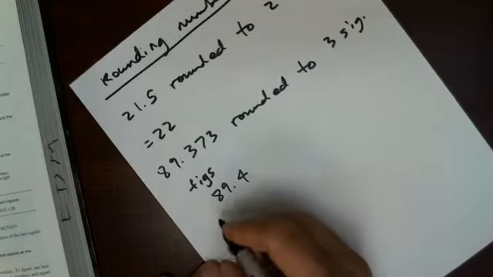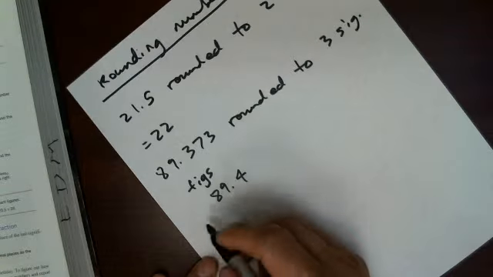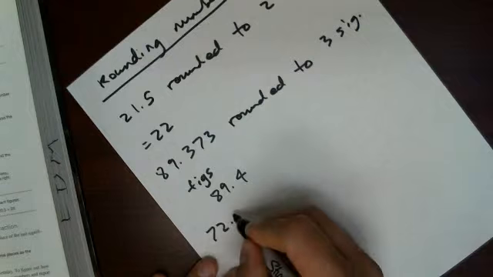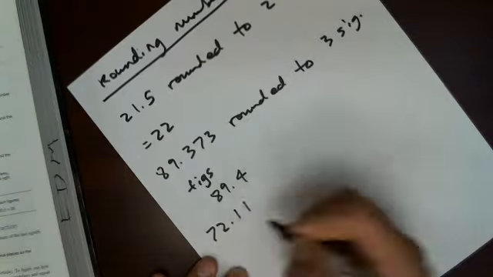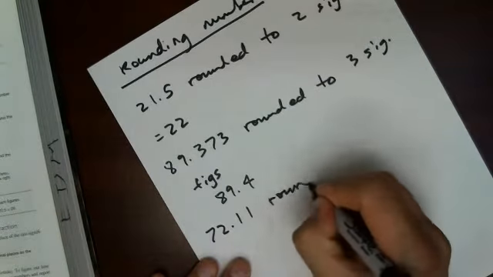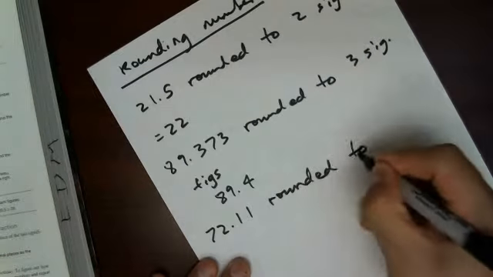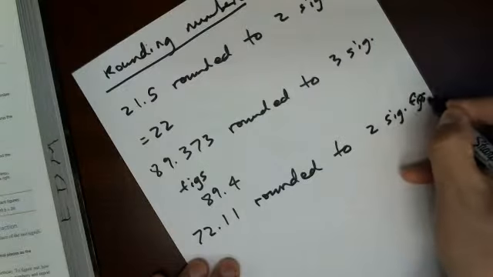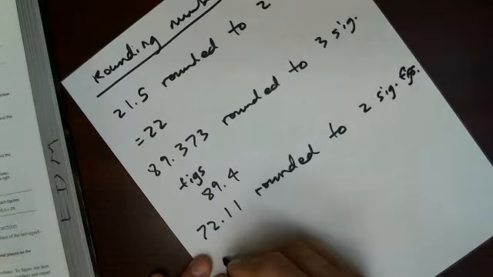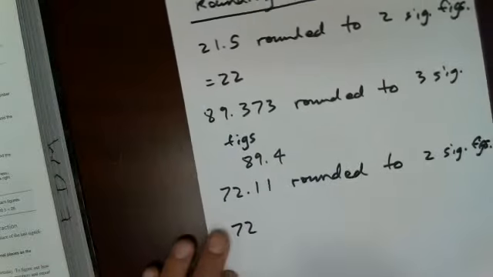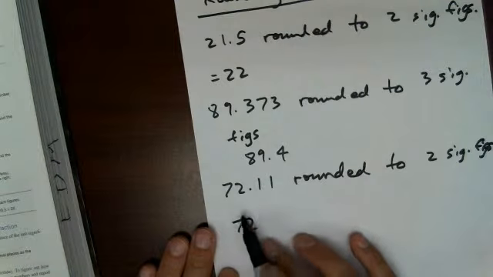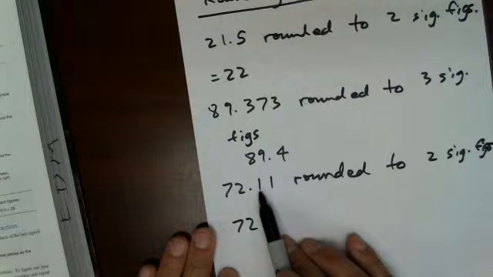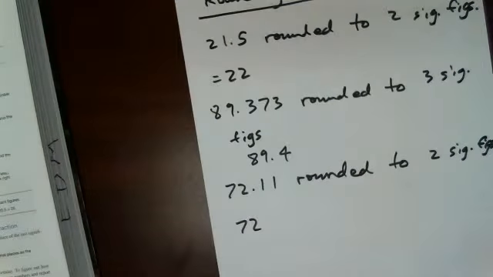If you have a number such as 72.11 and you want to round to 2 sig figs, then this would just become 72, because the number to the right of the second sig fig is less than 5. So I think that's pretty straightforward with rounding the numbers.